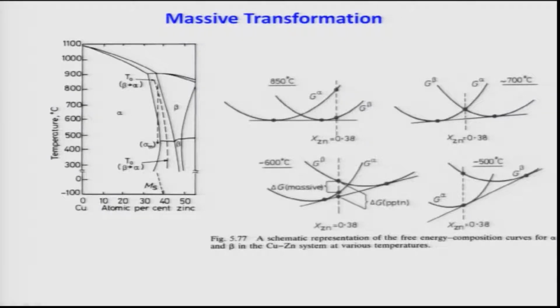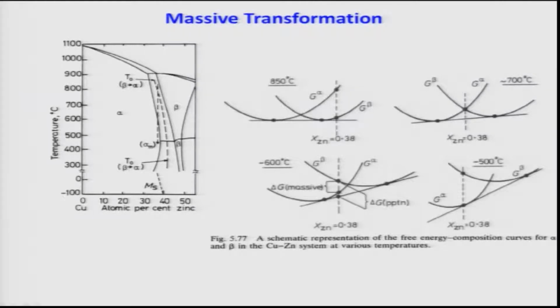Now, T0 passes almost through the center of the alpha plus beta phase field. This is alpha plus beta, remember, and this is T0 corresponding to beta to alpha transformation. It is very clear that only when the alloy is cooled below T0 does the transformation become favorable, because above T0 beta will always be favored, beta will have a lower free energy than alpha. At T0, alpha and beta will have the same free energies, and below T0 alpha will have lower free energy than beta. That means the massive transformation driving force will be available only when it is cooled below T0.